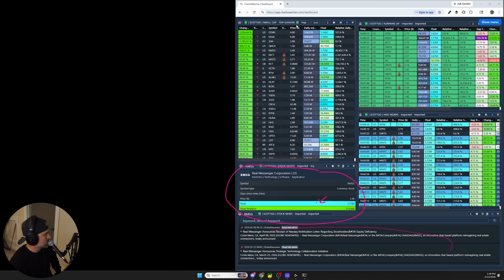And then this is your small cap top gainers. Use this quite a bit. Like I'll watch for a stock that has news that's climbing up this, even before it hits this running up scanner, which alerts me as stocks are running up.